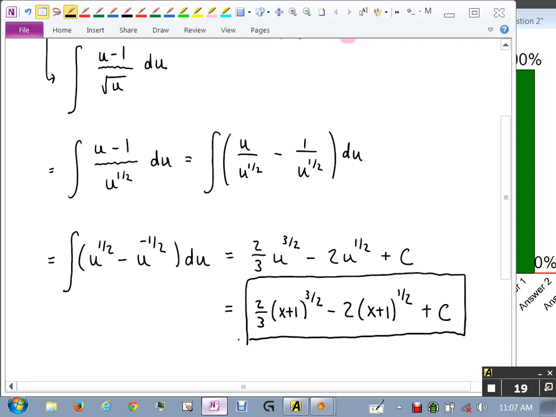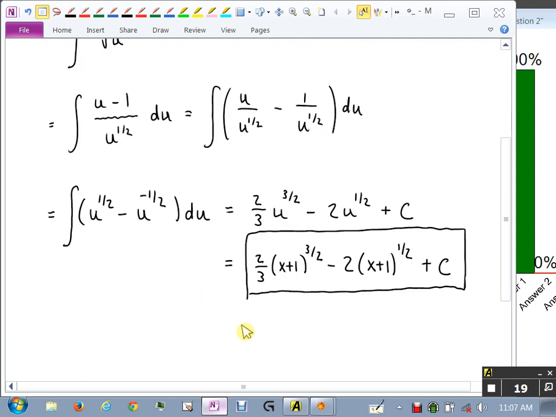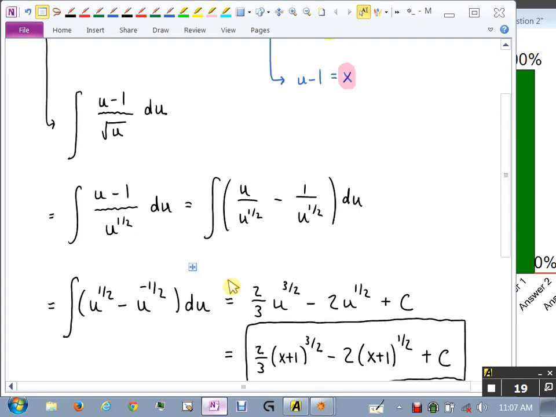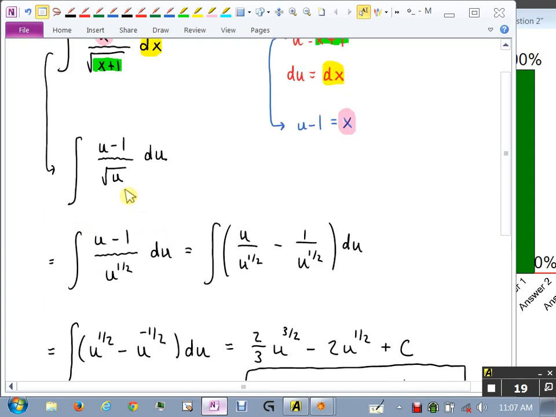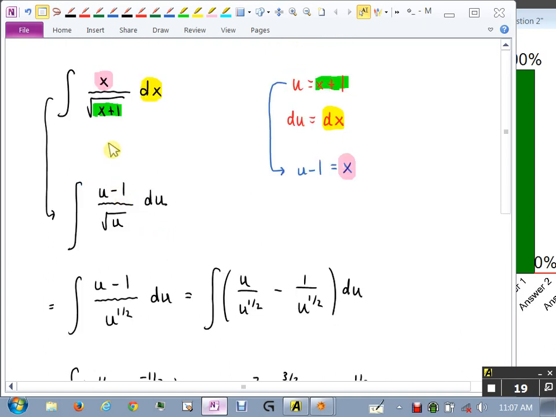Anybody have a question on this? We're good? This is probably the cleanest, easiest way. The other technique of integration we're going to talk about today might work with this, but it would probably be more complicated.